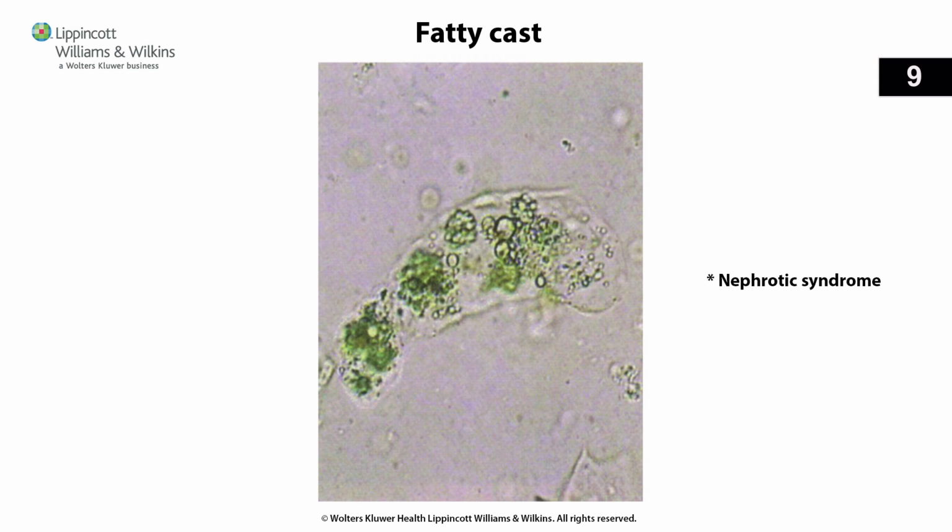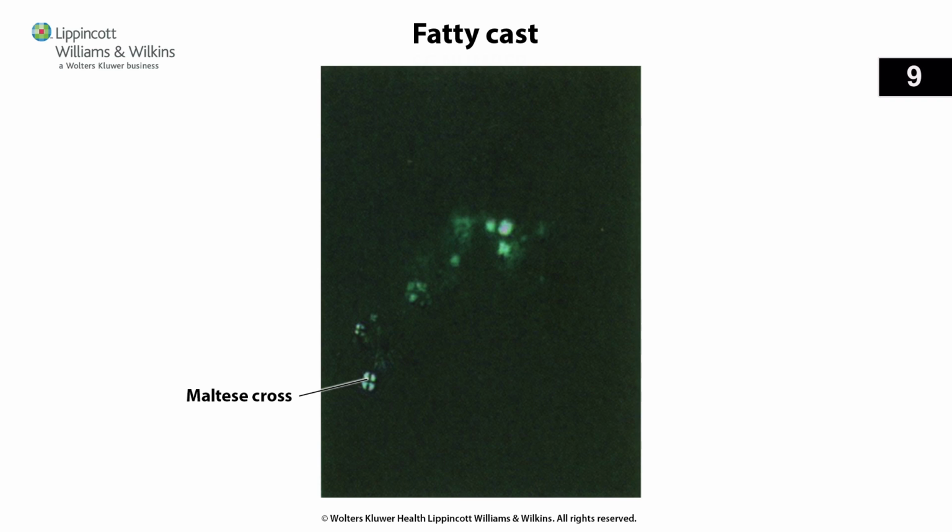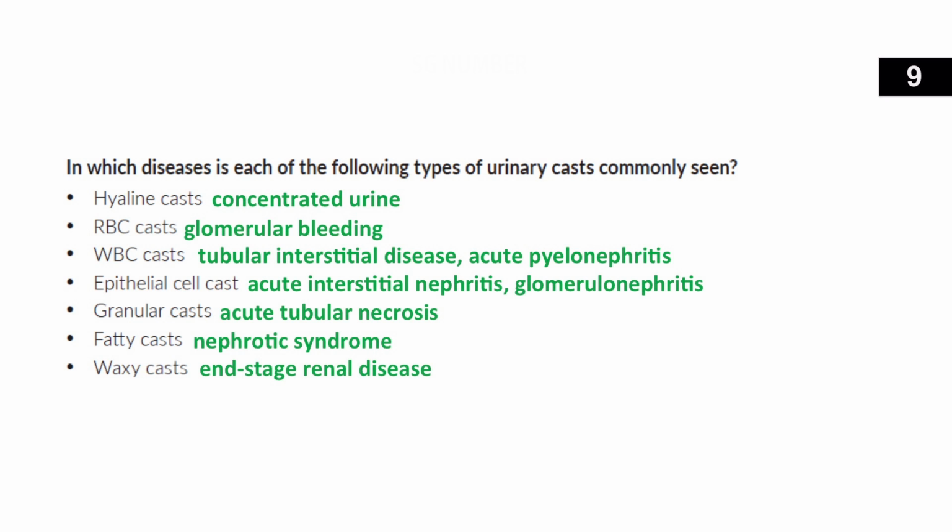Fatty casts are hyaline casts that have fat globules embedded in them from epithelial cells that have degenerated. We typically see these in nephrotic syndrome. And if those lipid globules contain cholesterol, that may show up as a Maltese cross when you view it under polarized light. And then waxy casts represent the further degeneration of granular casts, and these are fairly nonspecific. They can be seen in a variety of kidney diseases, but they're associated with very low flow states, like end-stage renal disease. And that brings us to the end of session quiz.